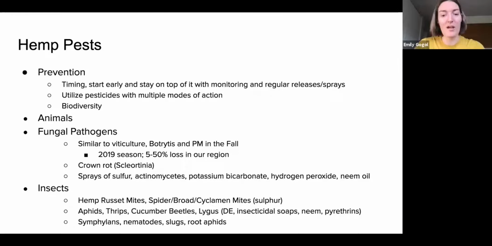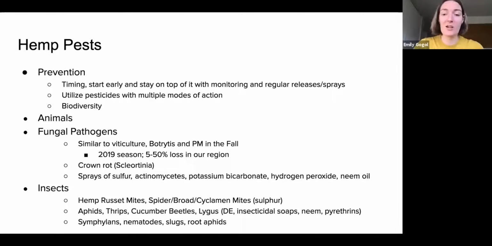Insects, everything from hemp russet mites, so tiny microscopic things, spider mites that can be treated with sulfur, to things like aphids, thrips, cucumber beetles, lygus, where diatomaceous earth and other insecticides can be helpful, to soil-dwelling pests like symphylans, which is nearly impossible to get rid of from what we've seen. Nematodes, slugs, common slugs, root aphids. I just point these things out to say that there are many.